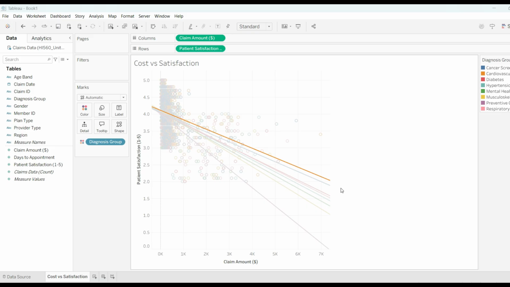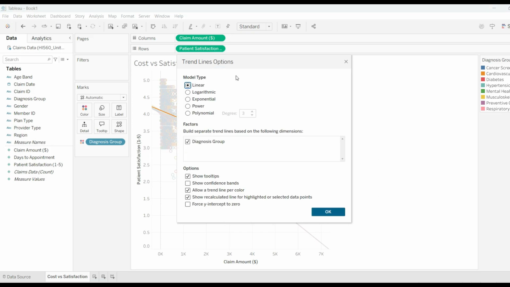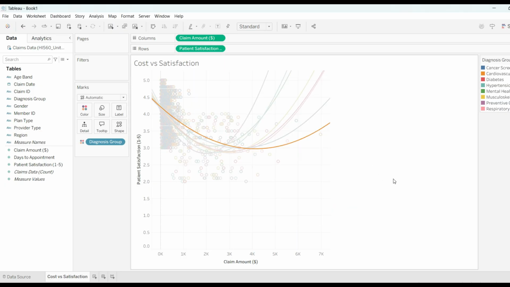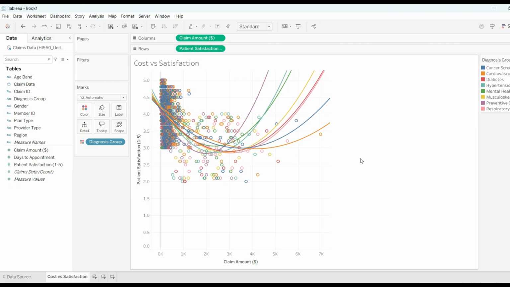Edit trend lines. Notice here, when I first dragged it, there's logarithmic, there's linear. Linear is usually where most people start. Let's try polynomial with a degree of 2. Again, lots of statistics here. Does the curve line fit the data better? Do we think our curve line fits the data better?